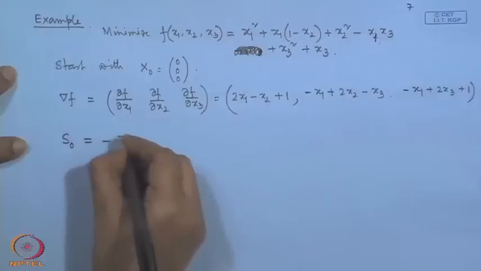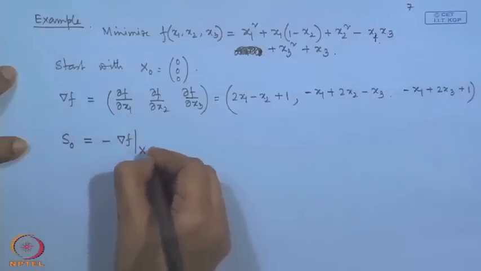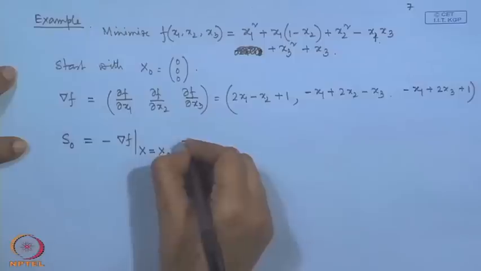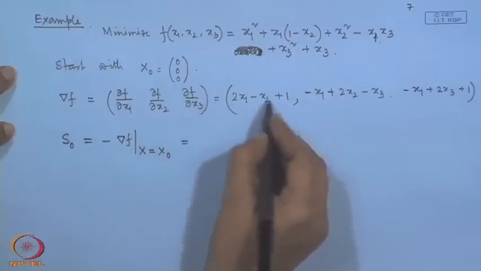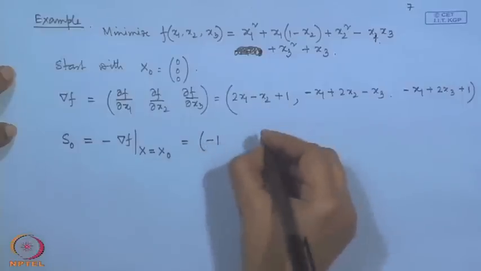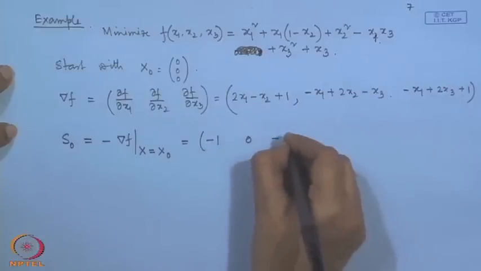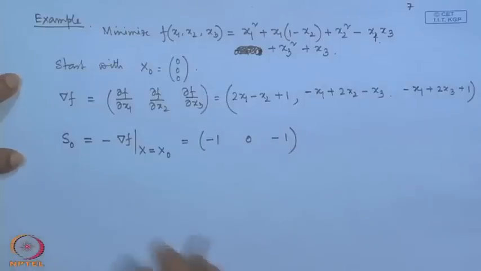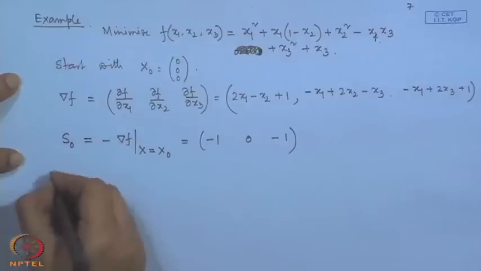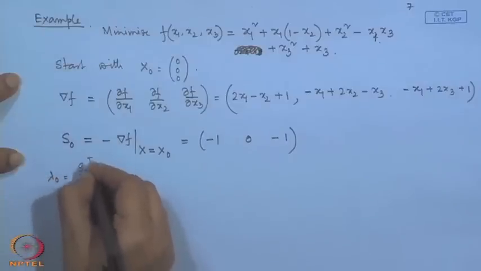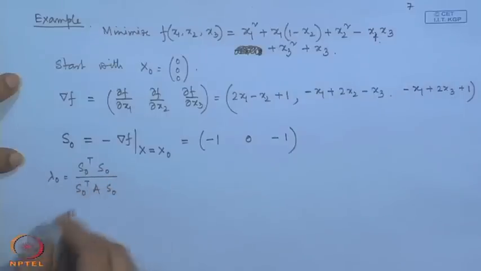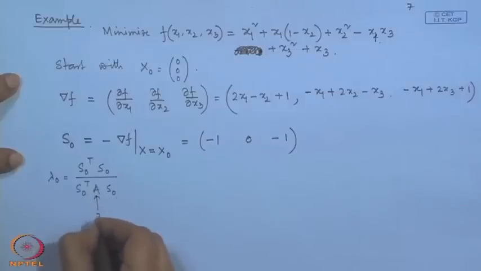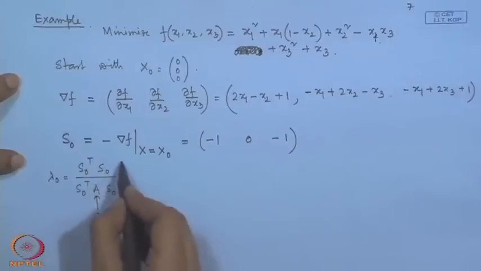S naught is equal to minus grad f at point x equal to x naught. Since x naught is 0 0 0, it should be minus 1, 0, and here it would be minus 1. Now, once we get S naught, as we learned previously, we should get lambda naught equal to S naught transpose S naught divided by S naught transpose A S naught. But here finding A would be very difficult. That is why we will not use this process.